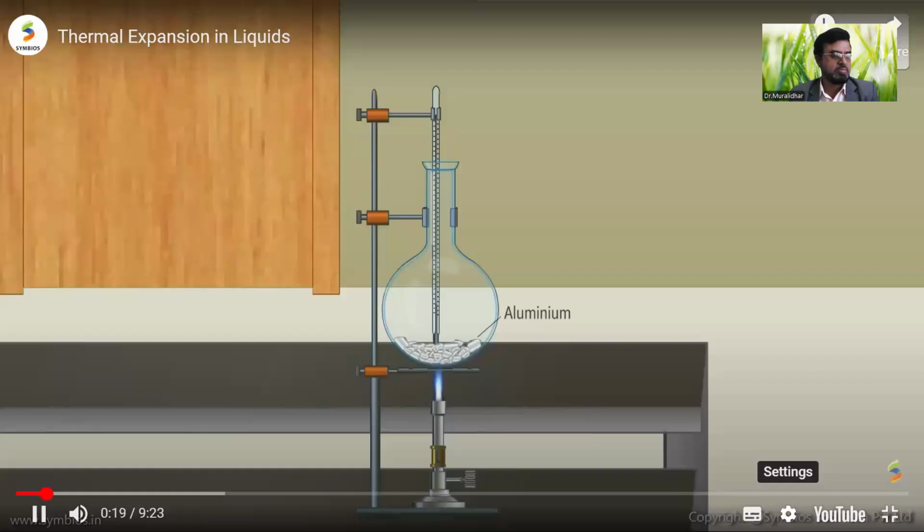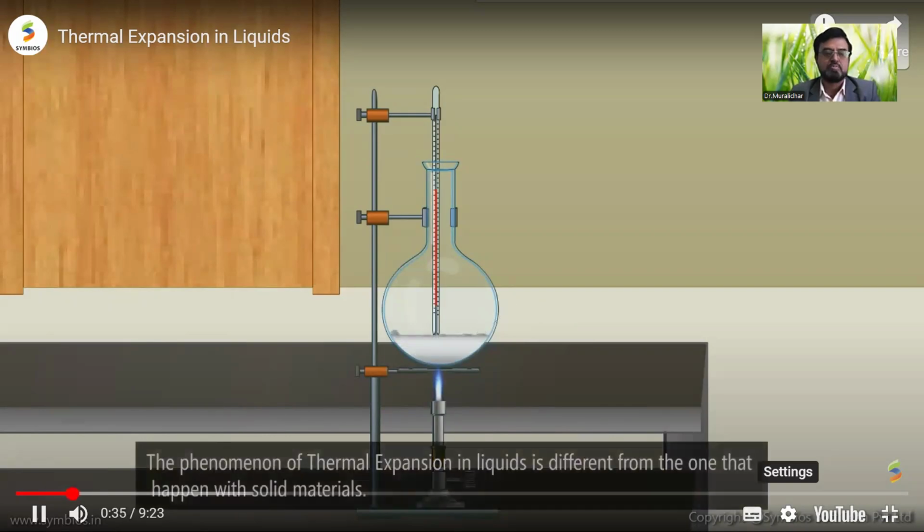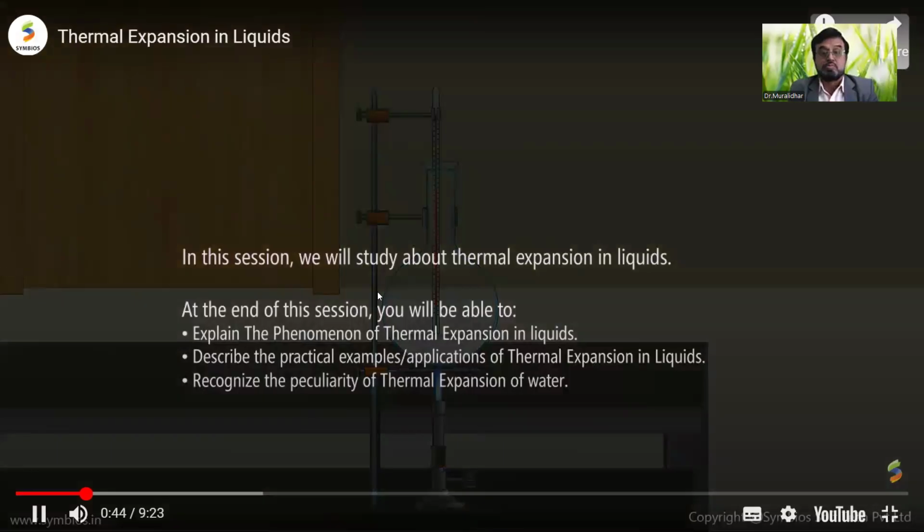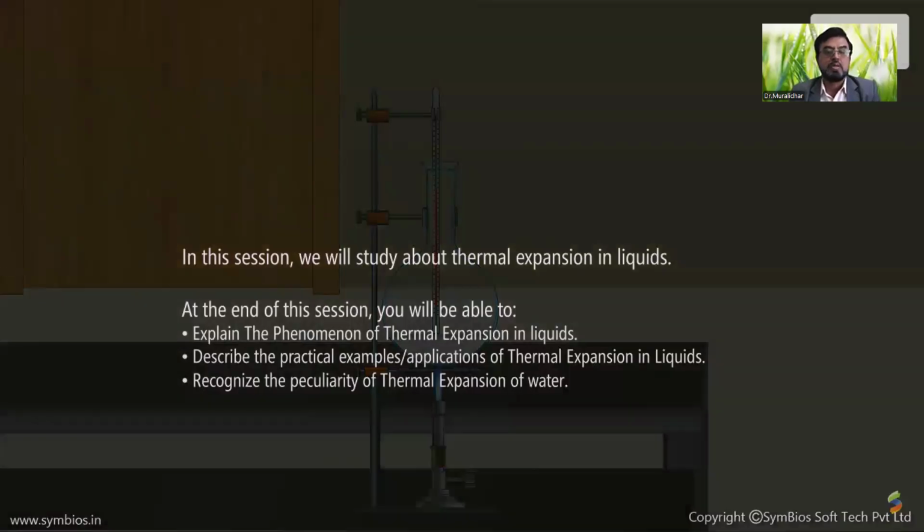When any substance is exposed to heat, it undergoes significant changes due to heat energy. Expansion of a substance, known as thermal expansion, is one of the important effects of heating. The phenomenon of thermal expansion in liquids is different from the one that happens with solid materials. In this session, we will study thermal expansion in liquids.